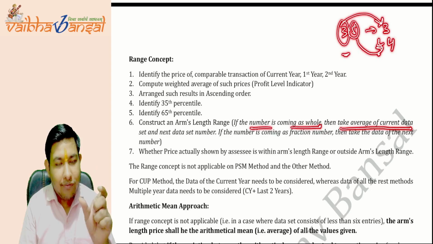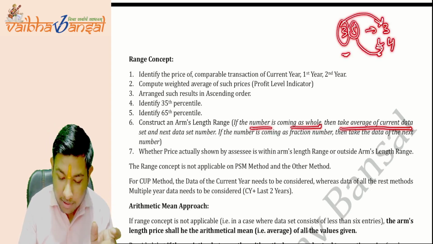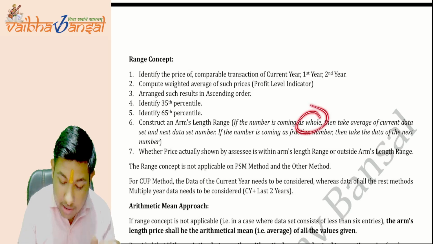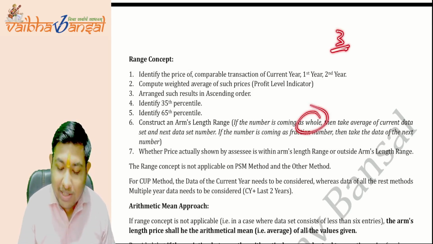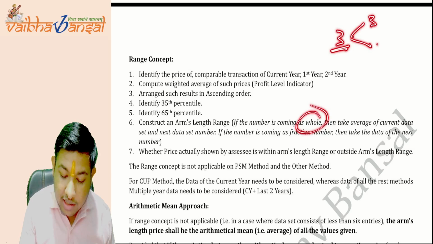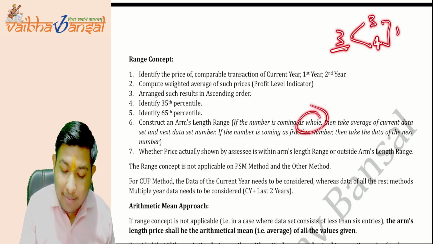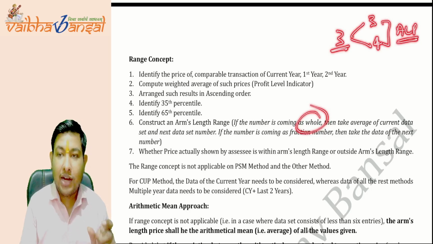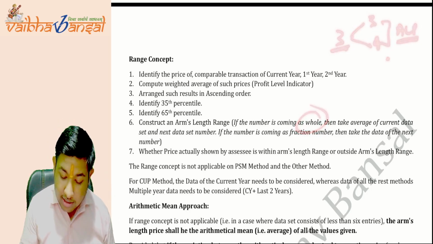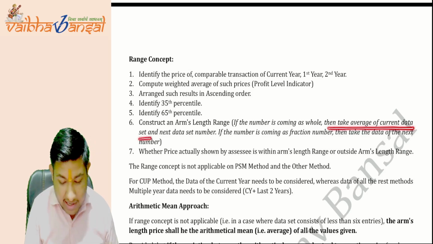If there is a whole number, like 3 is the whole number, then you have to take the average of 3 and 4. That will be your arm's length price. The average of 3 and 4 is the arm's length price. Then take the average of the current data and the next data number.